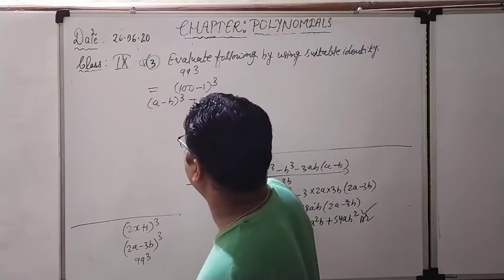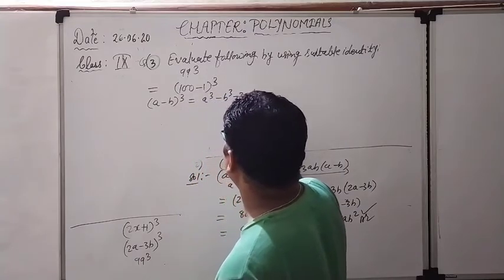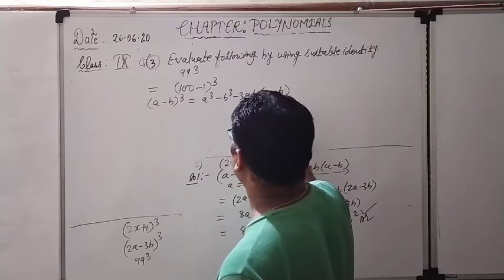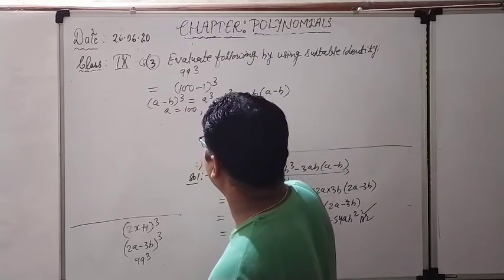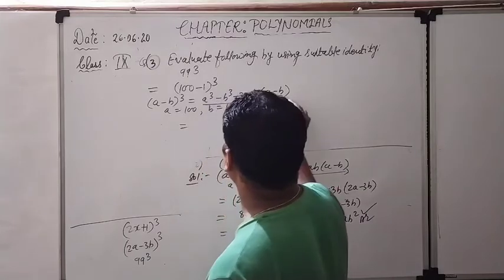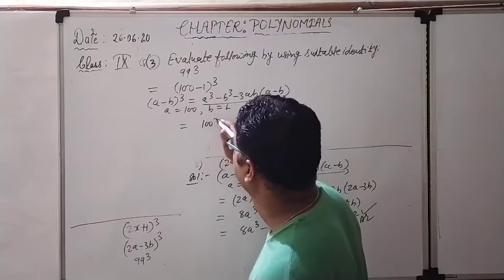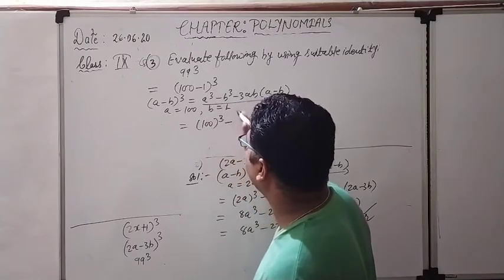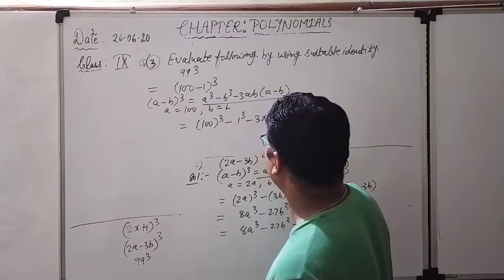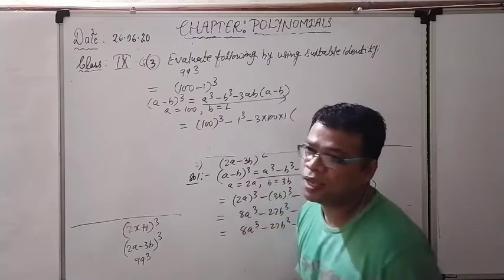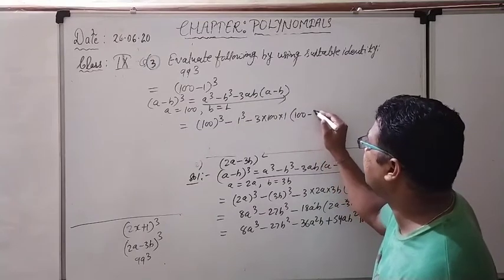(a minus b) cube. Meaning is that a cube minus b cube minus 3ab (a minus b). Is it okay? Yes. What is there in place of a? 100. What is there in place of b? 1. So right now nothing you have to do, just fill the formula. Follow the formula. A cube means 100 whole cube, minus b cube means 1 cube, minus 3ab means 3 into 100 into 1. Is it okay? I am just filling the values of a and b. A minus b means 100 minus 1.